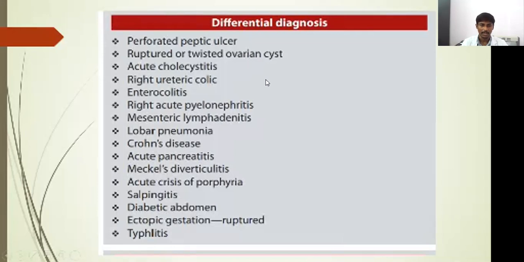These are the differential diagnoses of acute appendicitis: perforated peptic ulcer, ruptured or twisted ovarian cyst, acute cholecystitis, right ureteric colic, enterocolitis, right acute pyelonephritis, mesenteric lymphadenitis, lobar pneumonia, Crohn's disease, acute pancreatitis, Meckel's diverticulitis, acute crisis of porphyria, salpingitis, diabetic abdomen, ectopic gestation which sometimes may be ruptured, and typhlitis. When you are suspecting this in a reproductive age woman with right iliac fossa pain, do a UPT test to rule out ectopic gestation.